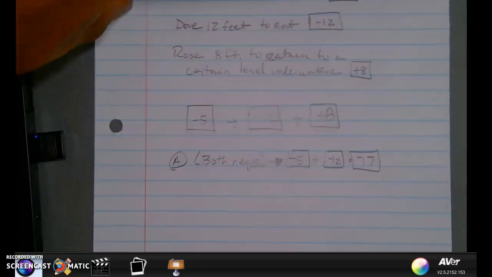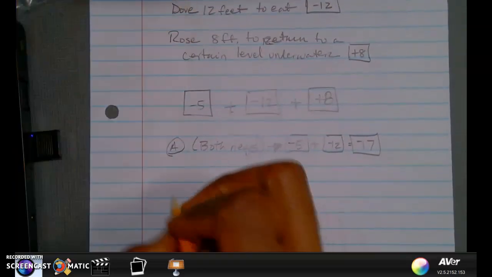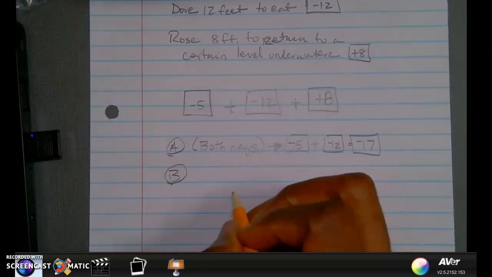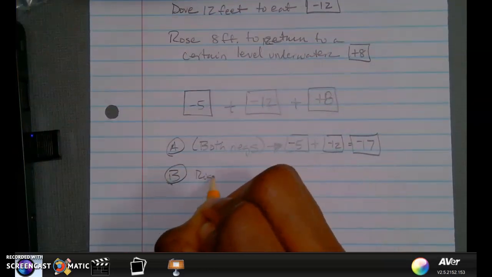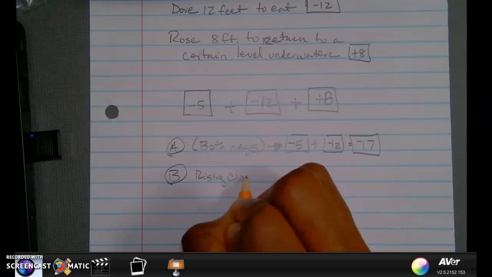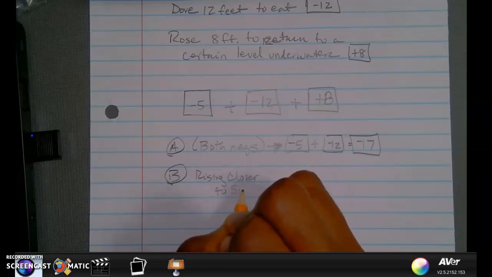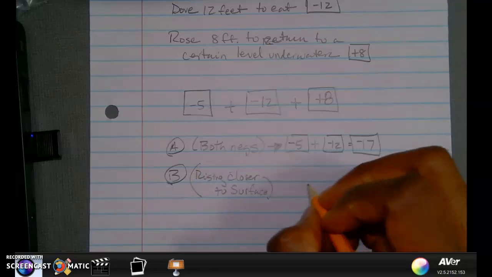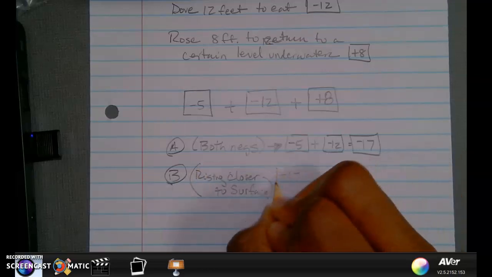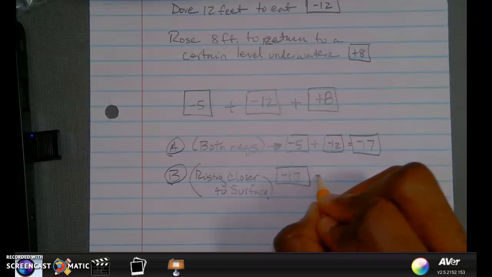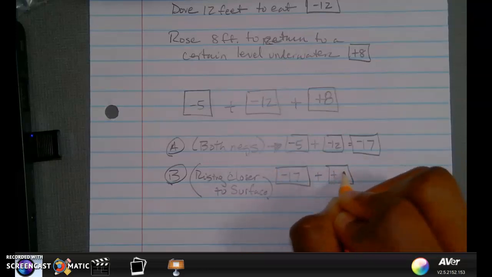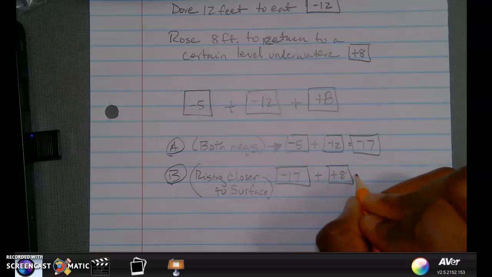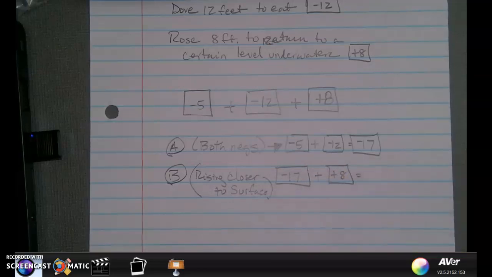That's where it was eating. Now, for whatever reason or another, it decided that it wanted to rise, closer to the surface. So I'm going to start off with that negative 17, which is where it was. I'm going to add an additional positive 8 feet to that. So in this particular case, where does the seal end up?